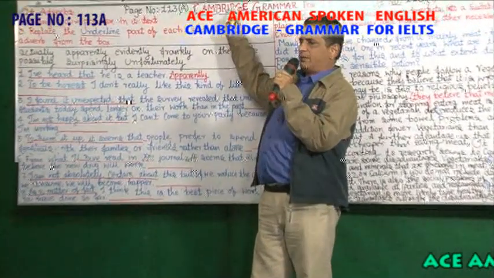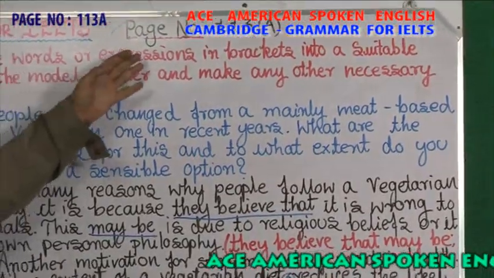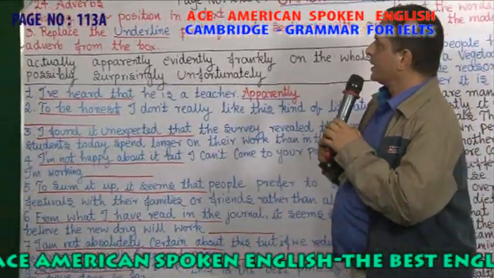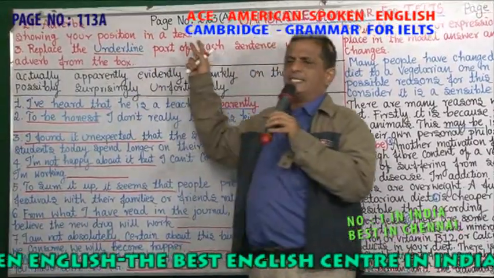Check your Cambridge Grammar for International English as level testing system. We have come here to the page number 113A. Coming here, the topic is adverbs, showing your position in a text.